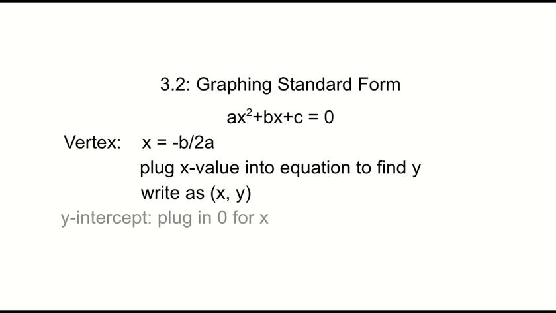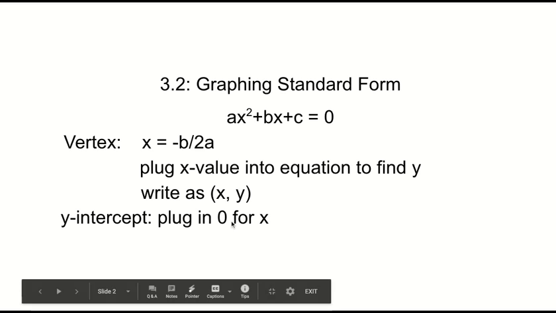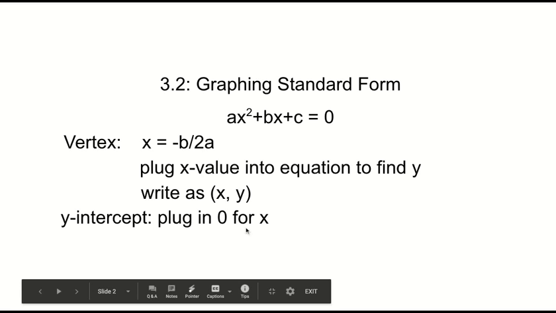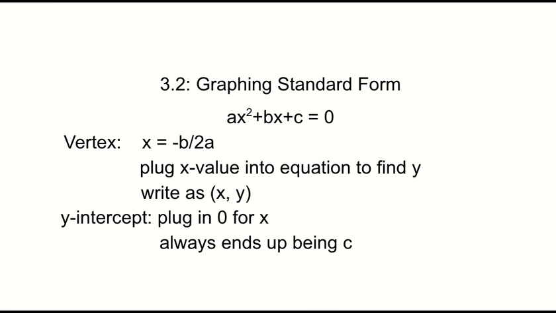Then you need to find the y-intercept. That's where you plug in 0 for x. But if you plug in 0 for x, this becomes 0, this becomes 0, and all you have left is c. So the y-intercept is always going to end up being c, or the last number that doesn't have an x with it, because everything that does have an x with it became 0. So it's the only thing left standing, kind of.